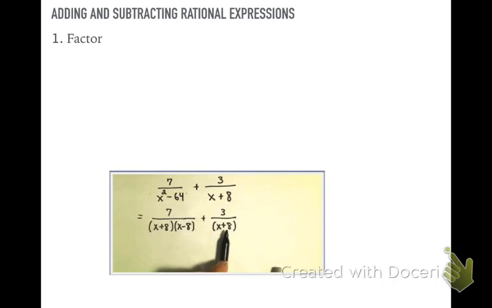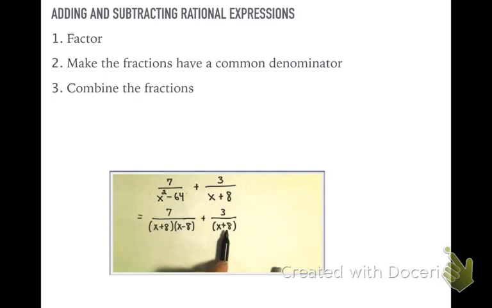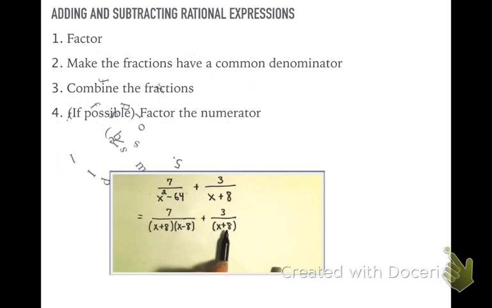And in order to help us do so successfully, we'll have to start by factoring everything that's factorable. This will help us to figure out what our common denominator is. Once our fractions have that common denominator, we'll combine them. And then it may be possible to factor yet again and then simplify. We'll see an example of that.